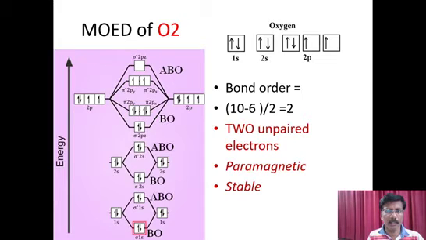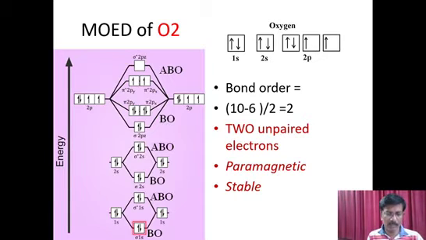Now let us take oxygen. Now look at the molecule oxygen. Oxygen's atomic number is 8, so the configuration is 1s2, 2s2, 2p4. So altogether 8 plus 8, the total number of electrons involved in the O2 molecule is 16. You can look at the diagram totally.